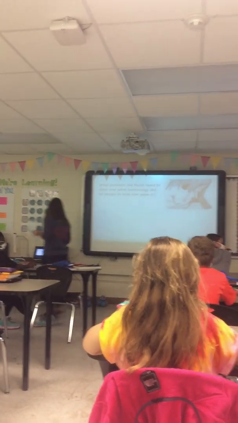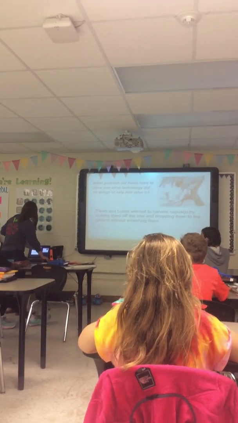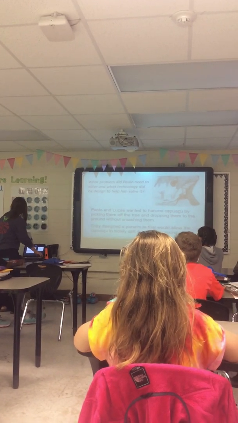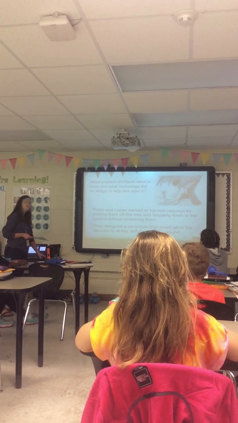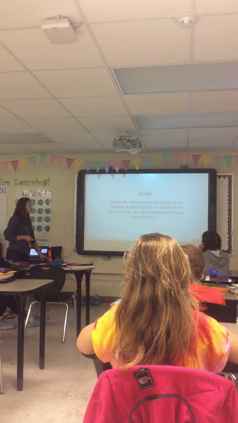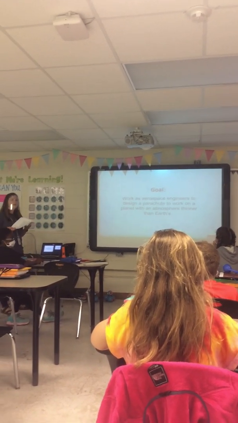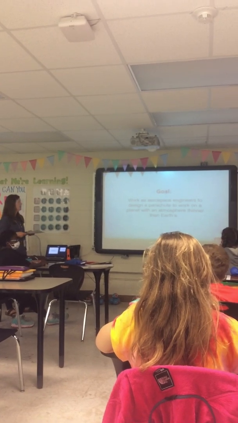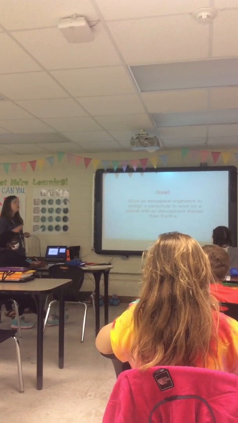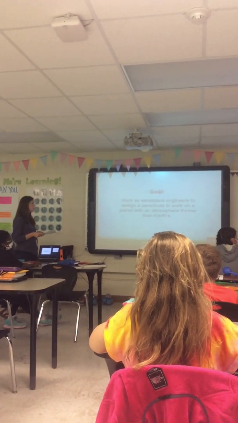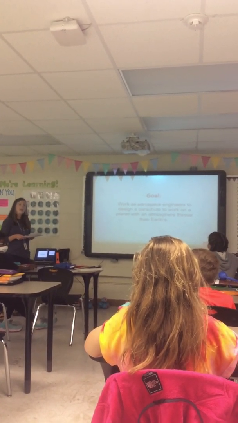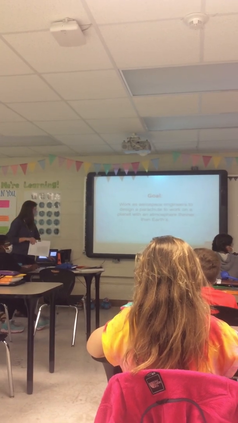So, we know that parachutes can be used to slow things down. They designed a parachute that would allow the cuckoo to slowly drift down to the ground. So when you're using a parachute, you're trying to increase drag or air resistance. So what you're going to do in this lesson is work as aerospace engineers to design a parachute to work on a planet with an atmosphere thinner than Earth's.